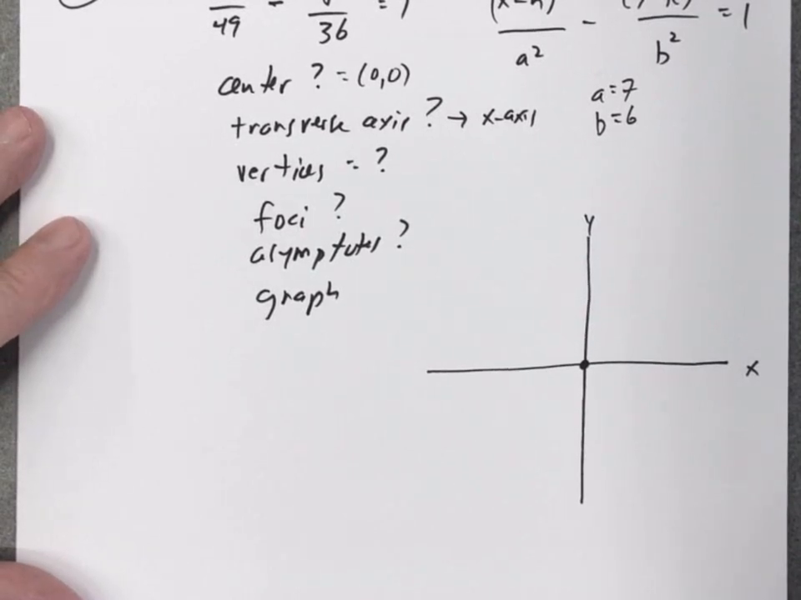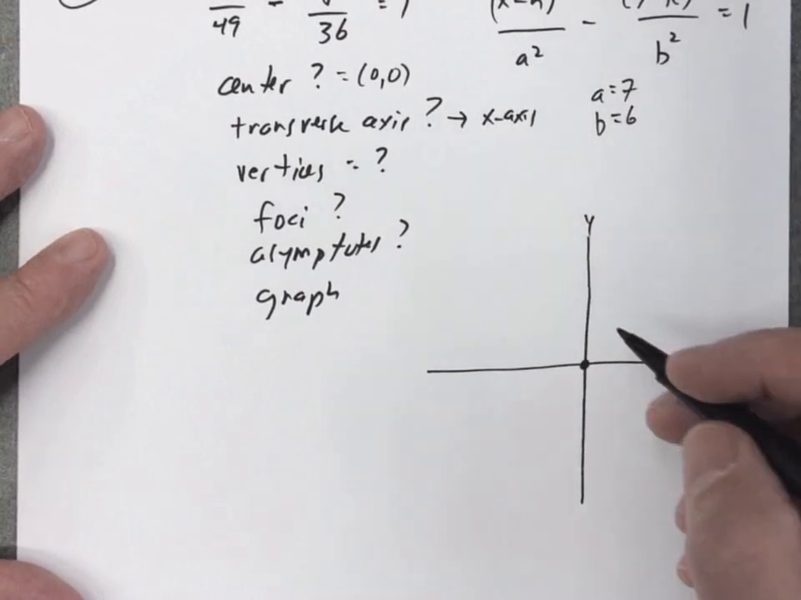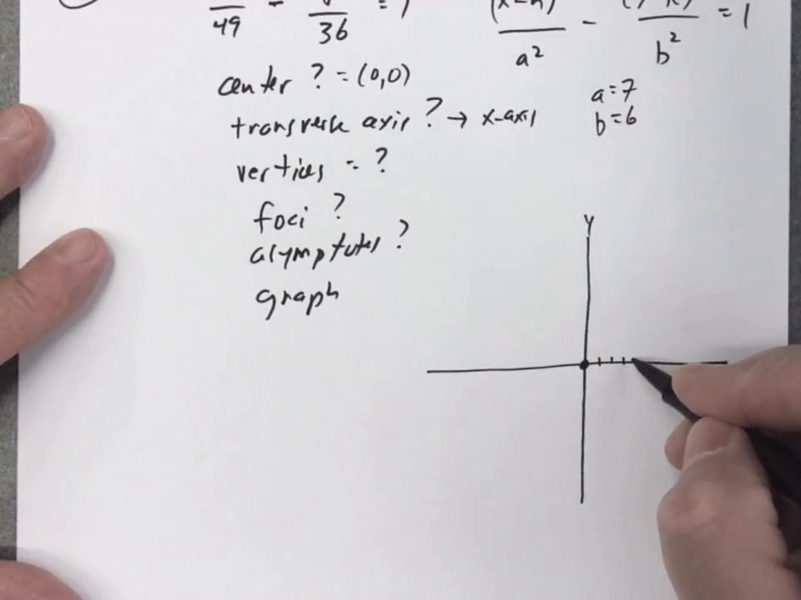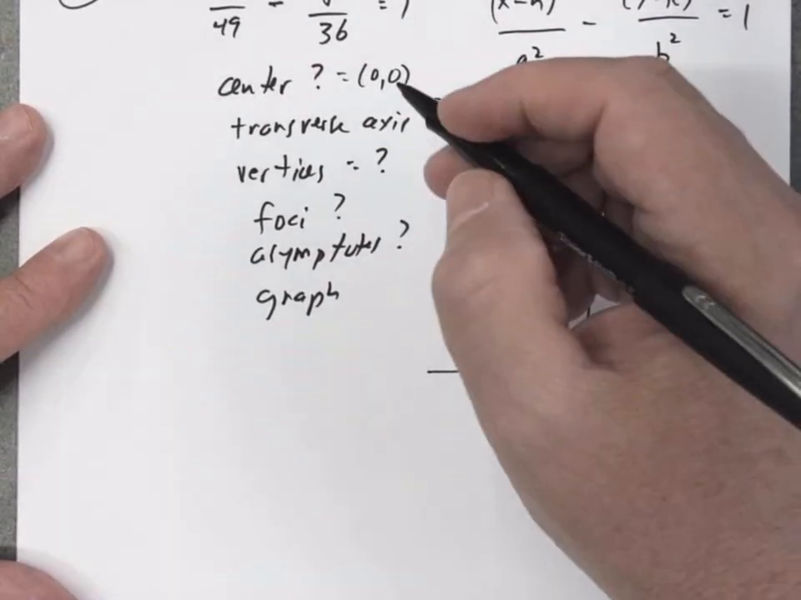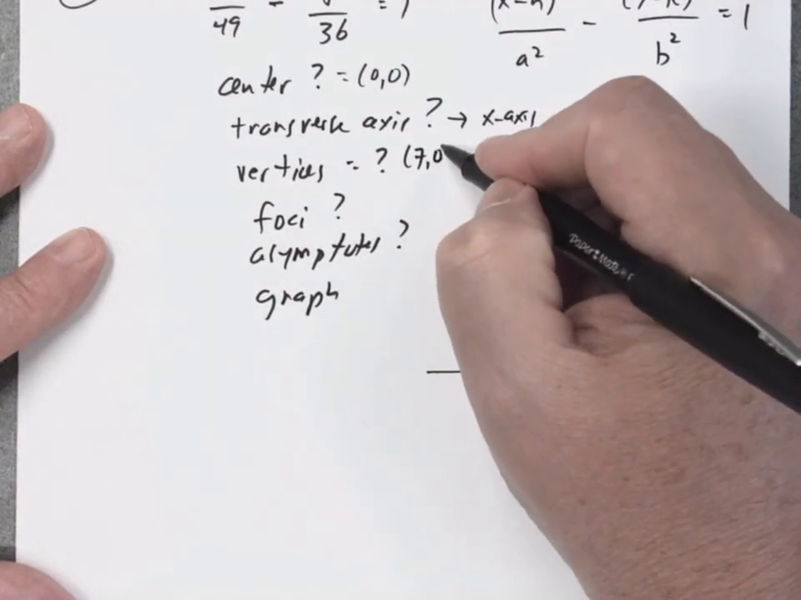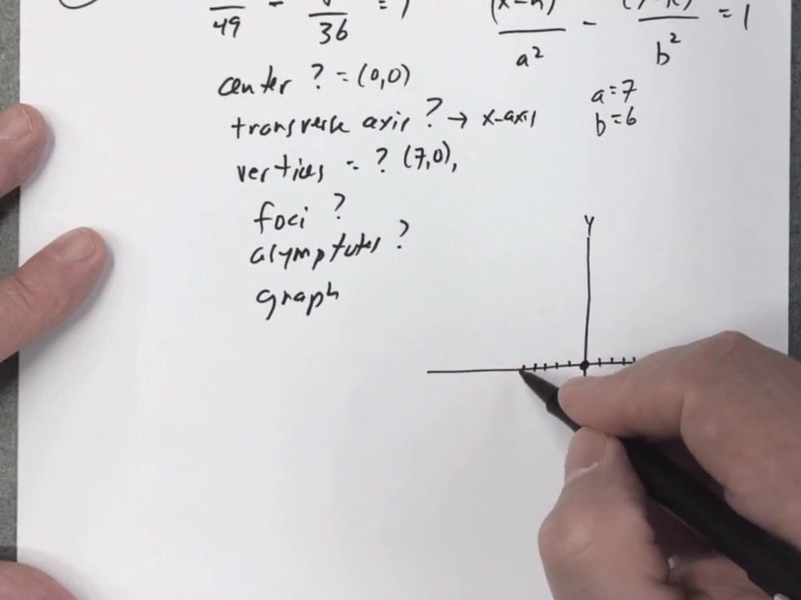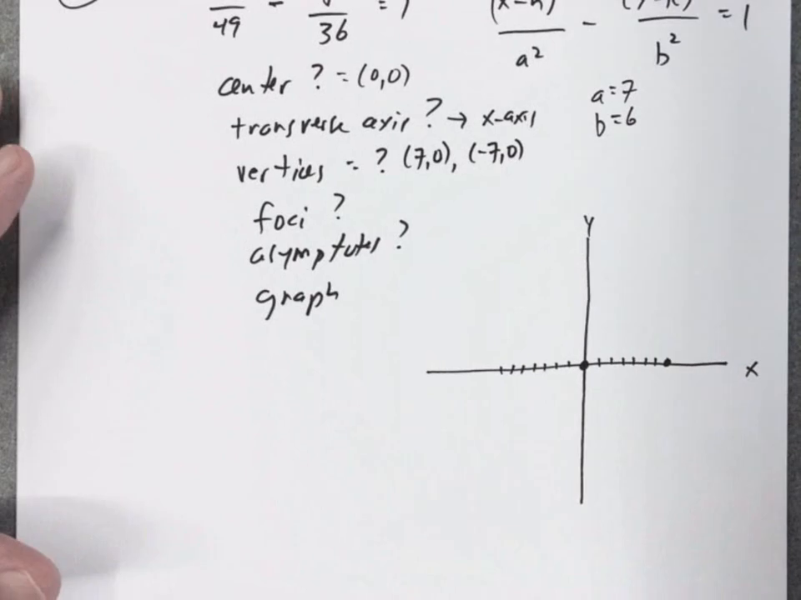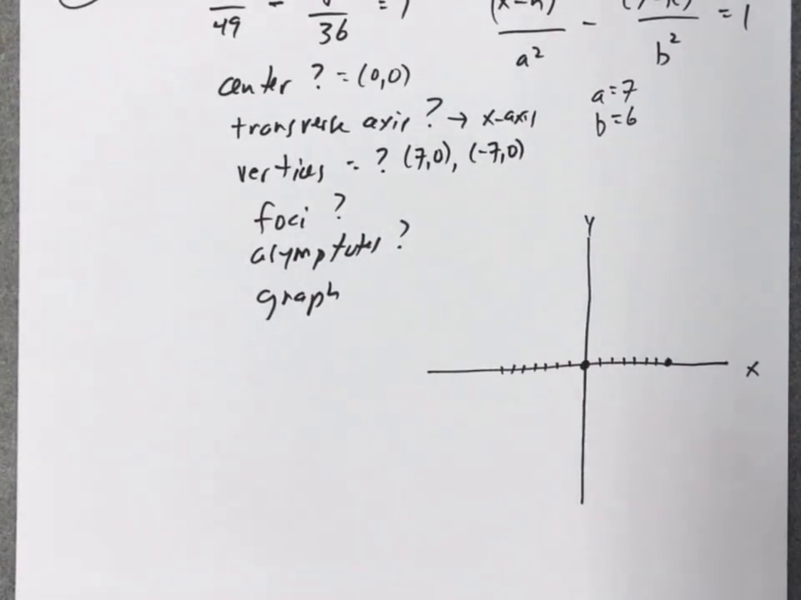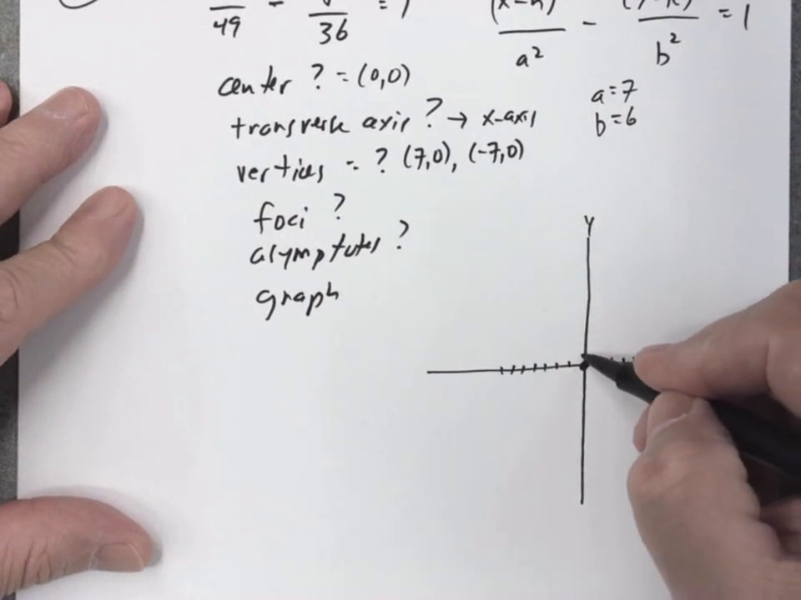So since this is a left or right, from the center I'm going to move to the right 7, to the left 7. So that's actually going to be one of the vertices. And then I move to the left 7. So they're the two vertices. Now I move up 6 and down 6.